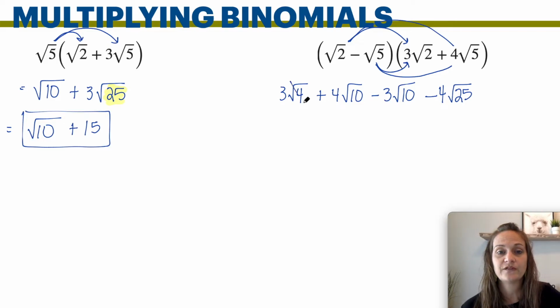For example, the square root of 4 is the number 2. So 2 times 3 is going to give me 6. Also, same thing here. The square root of 25 is 5. 5 times 4 is 20.